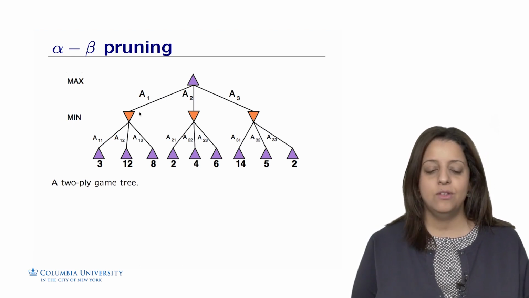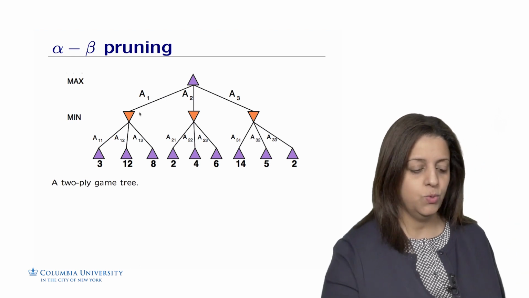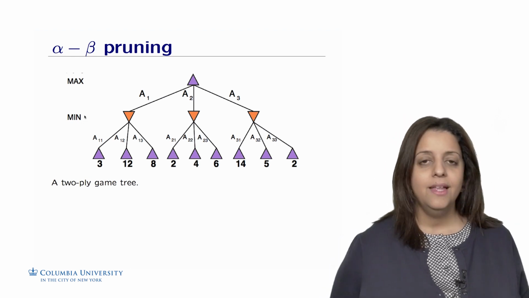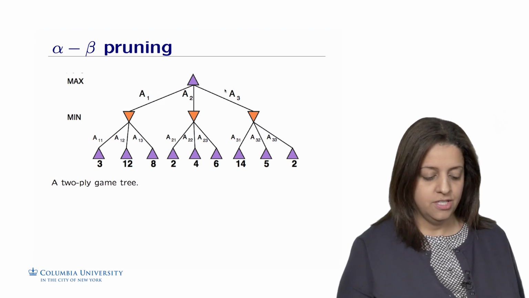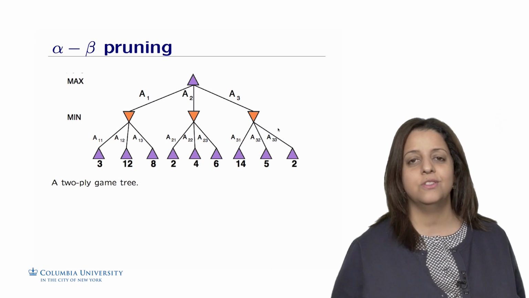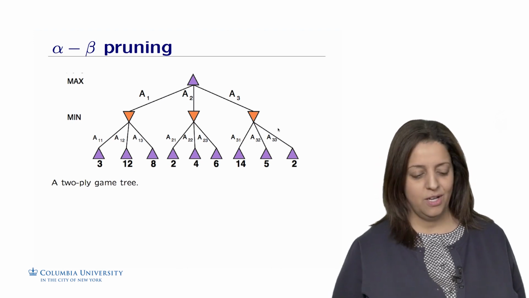So this game is a two-ply game in which max takes one turn and min takes one turn. We have the different actions of max given in these edges and the actions for min given in these edges. So max is trying to maximize, and min is trying to minimize.